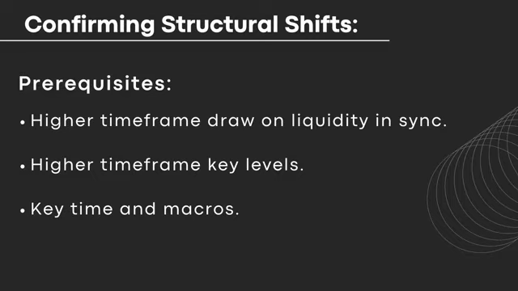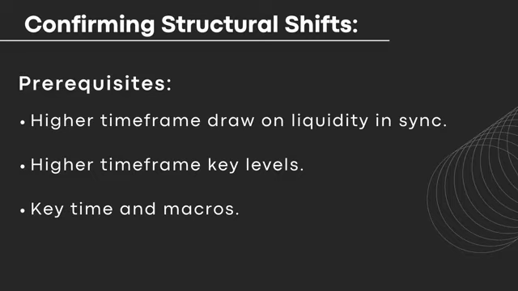The main prerequisites for structural shifts are the following. First of all, you need to be in line and in sync with the higher time frame drawn liquidity, and you must never trade against it. That's what you need to remember first of all. Another thing is that you would only be classifying and finding structural shifts if they occur at a higher time frame key level. Write that down. If they haven't been formed at a higher time frame key level, then don't classify that as a correct one, because a higher time frame key level is a must for this concept.